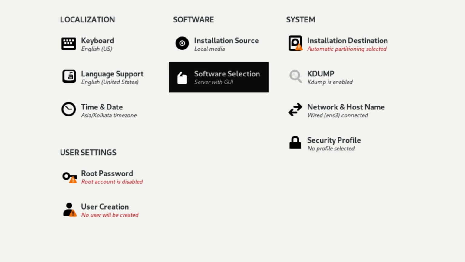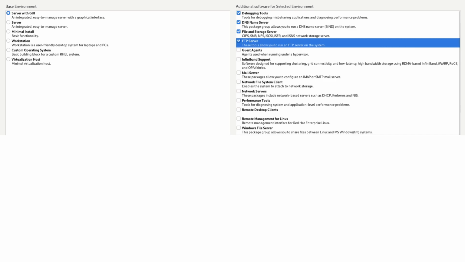Step 6. Selecting the software. Next, let's move on to the software selection. You don't need to change the installation source, as it will automatically detect the local media. Click on the Software Selection option. Here, you can choose the software packages you want to install. I'll go with the first 4 options, but you can also choose a minimal installation, which excludes the GUI, or go for a custom installation based on your needs.